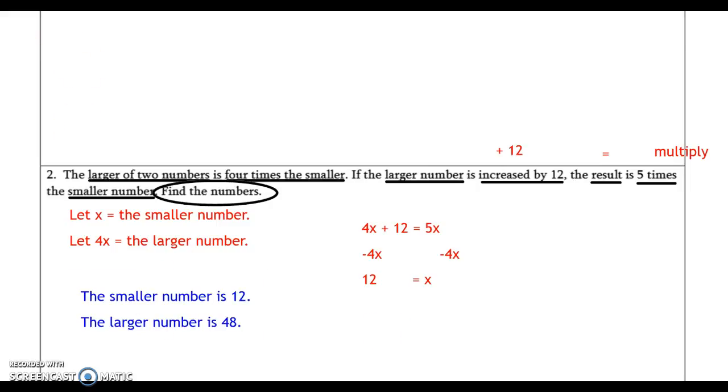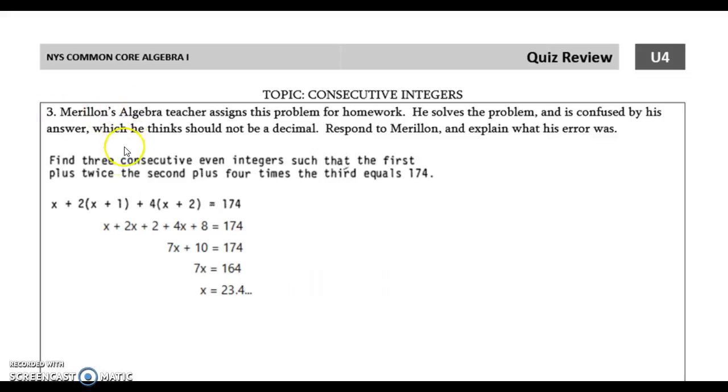Done. Moving on to question number 3. Marilyn's algebra teacher assigned this problem for homework, and he made an error. It says to find 3 consecutive even integers. Now, before even setting up this problem, remember what even integers are. They're integers in which you skip by 2 every time you go to the next one.